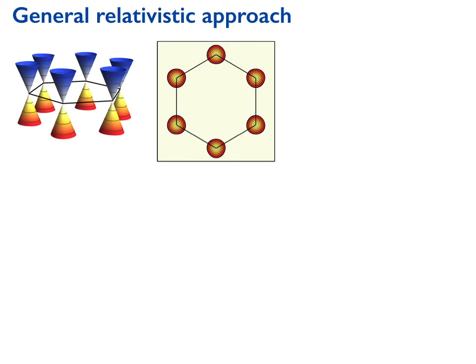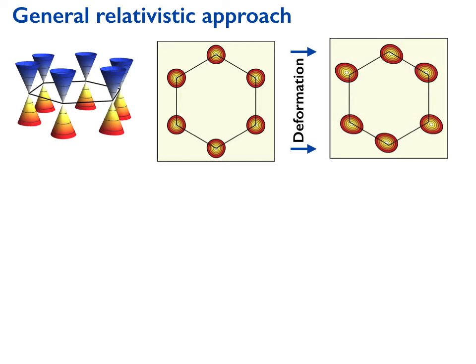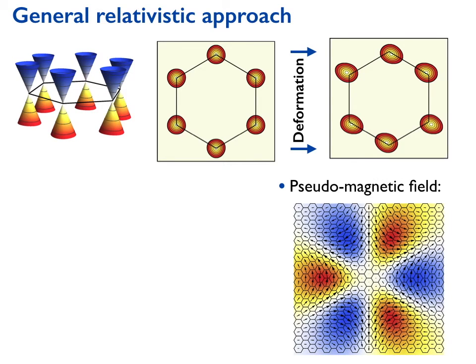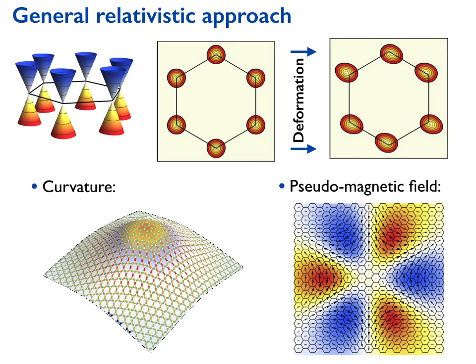For the general relativistic approach, we have to consider the 6 Dirac cones in K-space, which are shown here as a projection in the two-dimensional plane. Under the effect of a deformation, the Dirac cones are shifted from their original position and deformed. And this gives rise to a pseudomagnetic field which is orthogonal to the plane. Moreover, we also have to take into account the curvature in the system, which is indicated here by the color shading.